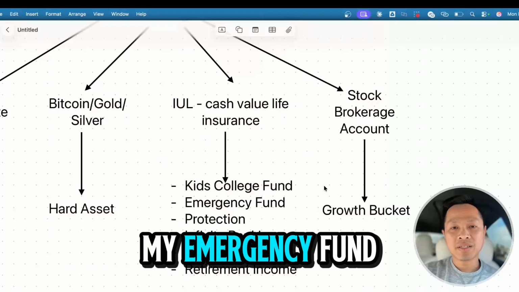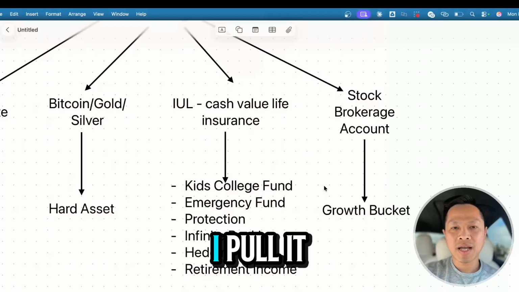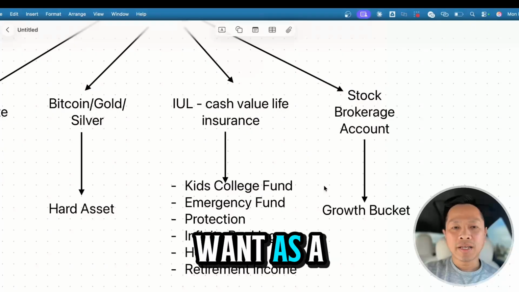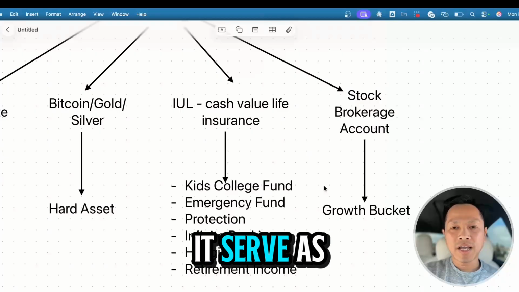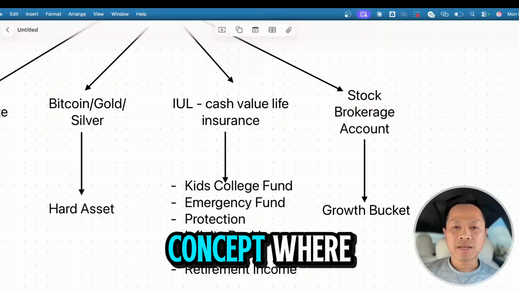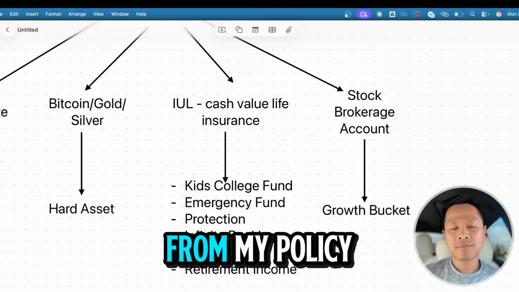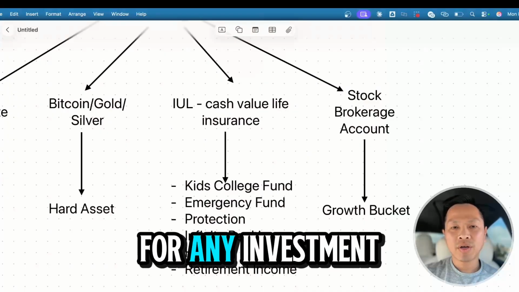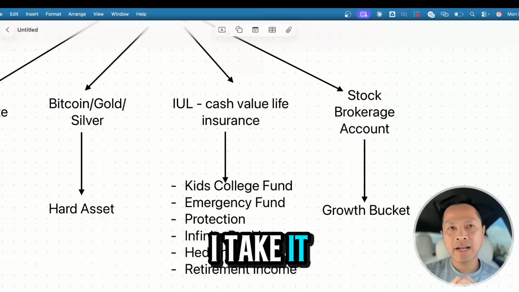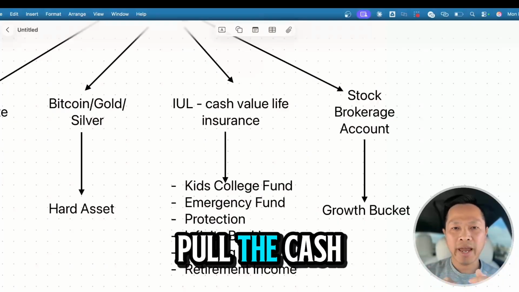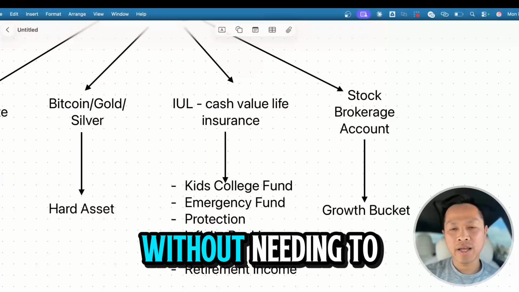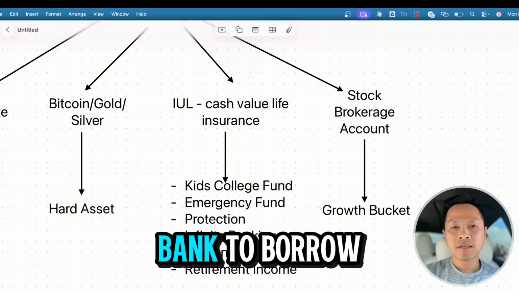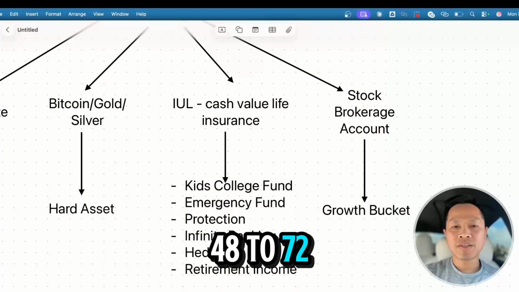It serves as my emergency fund. So if something happens, I pull it out anytime I want. As a protection, if something happened to me, my family will be okay. It serves as my bank, like the infinite banking concept, where I just use the money from my policy anytime I want for any investment, for anything. Let's say I take it out to buy a rental property or something, and if I pull the cash back, I can put it back into my policy and use it again. So we're just reusing it without needing to go to a bank to borrow money and wait 48 to 72 hours for the money to be in the bank for you.